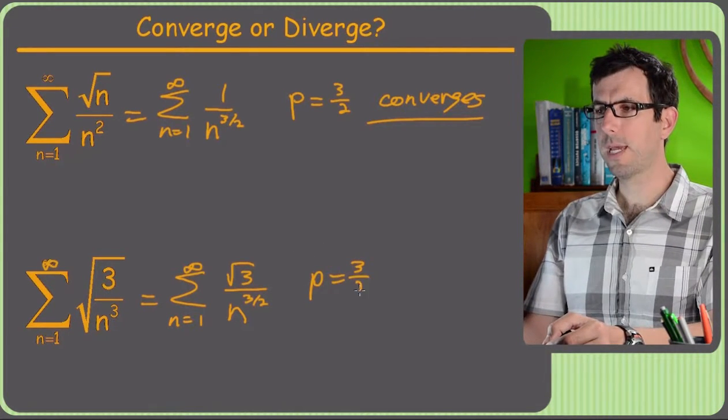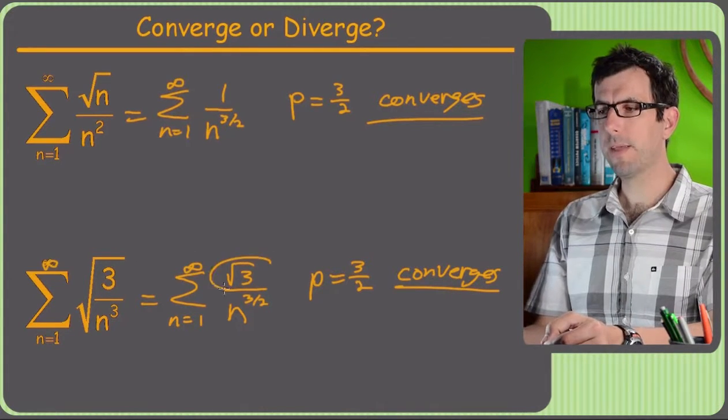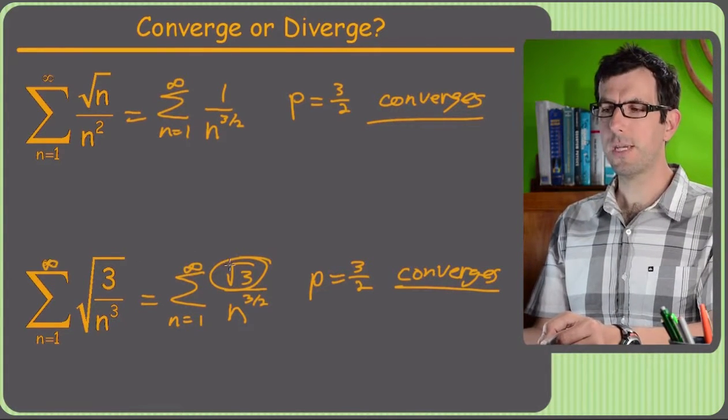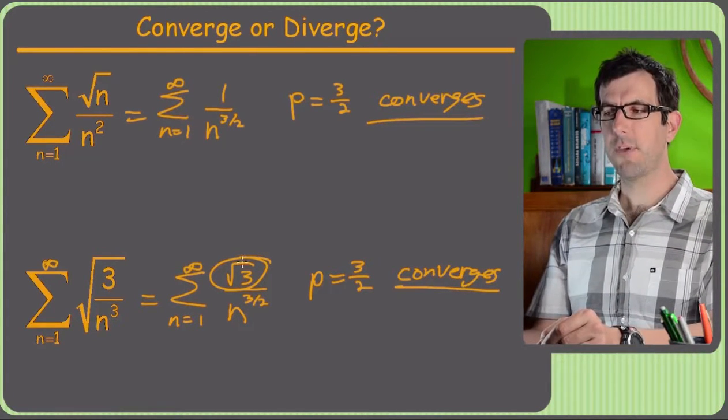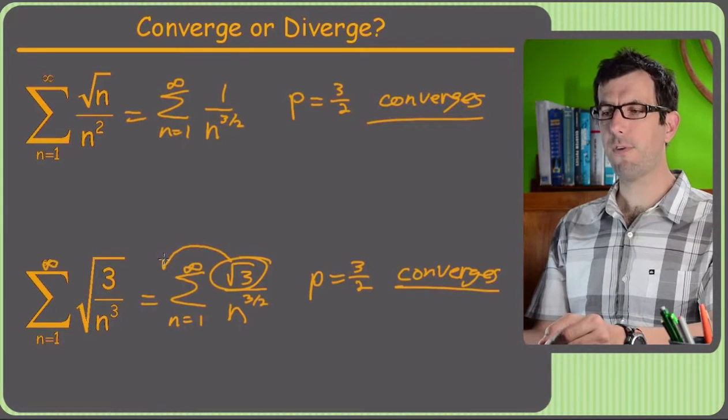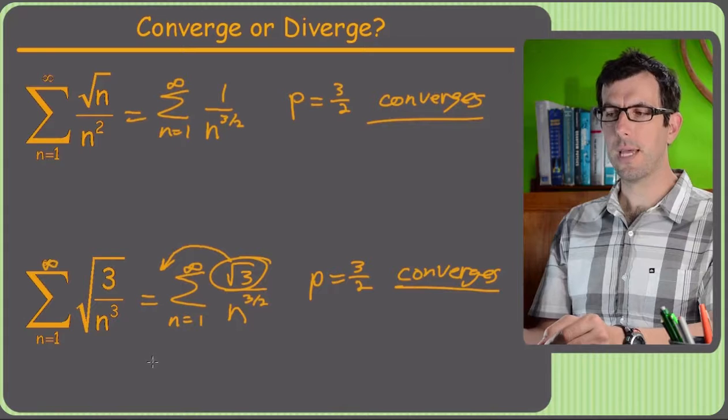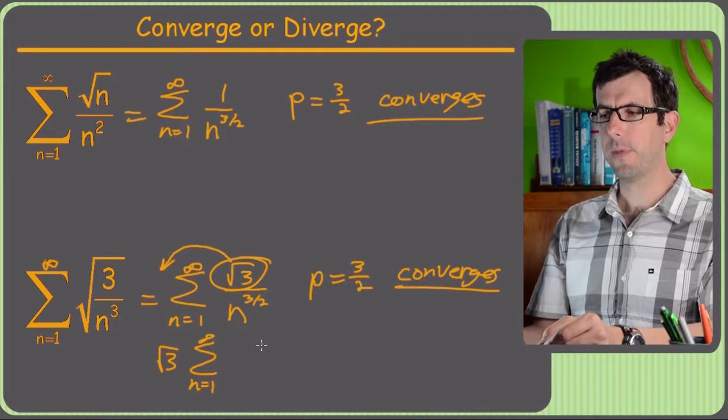That means that p equals 3/2 yet again, and therefore it converges. Alright, now you might be wondering, what about that square root of 3 upstairs? Well, it turns out that sigma notation, or series in general, are kind of like integrals. If you have a constant, like the square root of 3, you can just move that out front. So this is algebraically equivalent to the square root of 3 times sigma from n equals 1 to infinity of 1 over n to the 3/2.